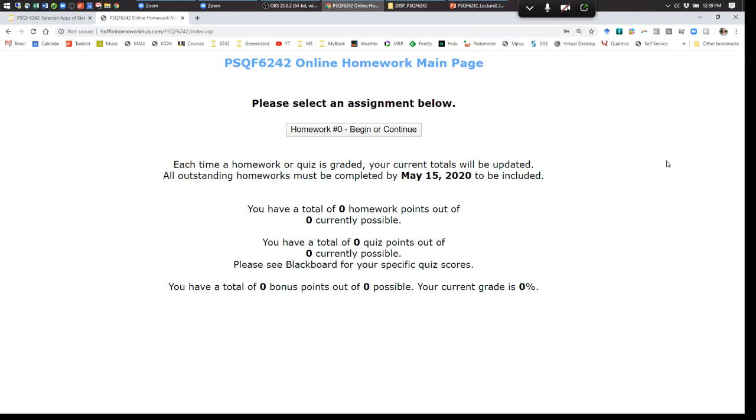So this is the landing page. It will have each of the homeworks as they're available. It will have your current point totals of various kinds. After a homework closes, I have to go through and manually download the database, check it for problems, and then update the points. But you can see how many you have out of how many possible for homeworks, for quiz, formative assessments, as well as for bonuses. So you should know where you stand at all times.